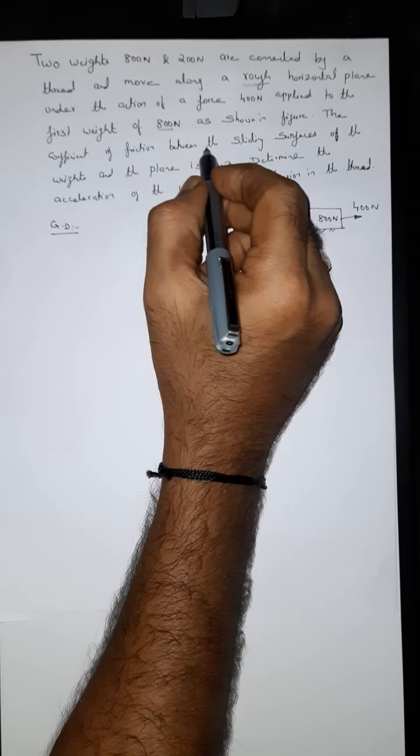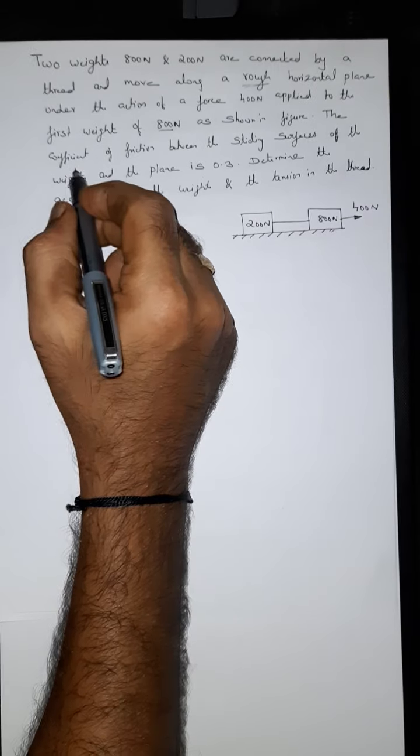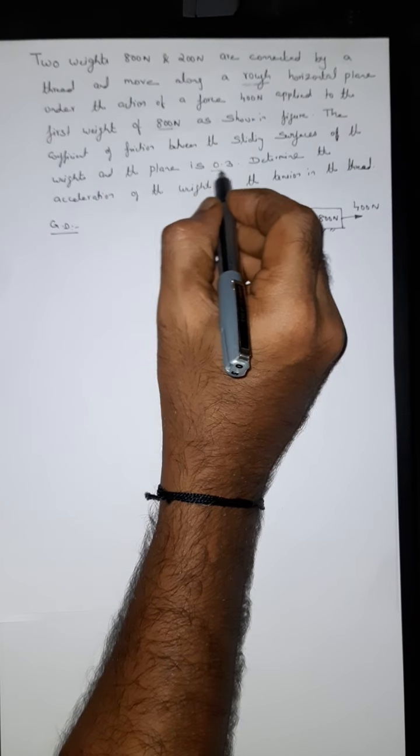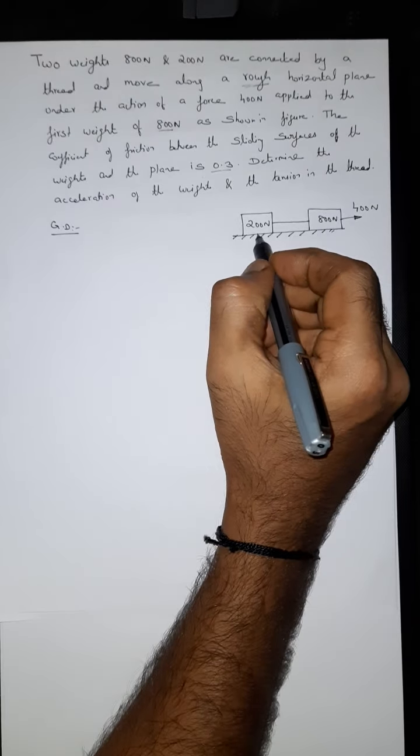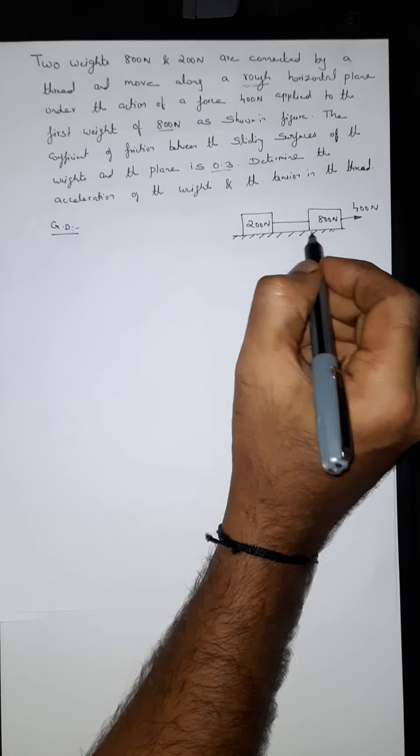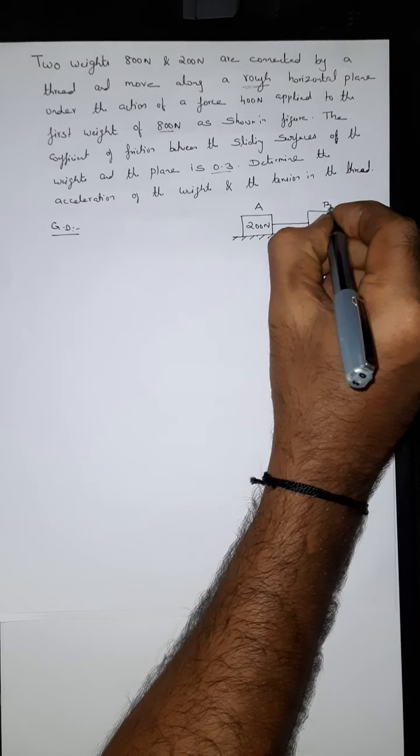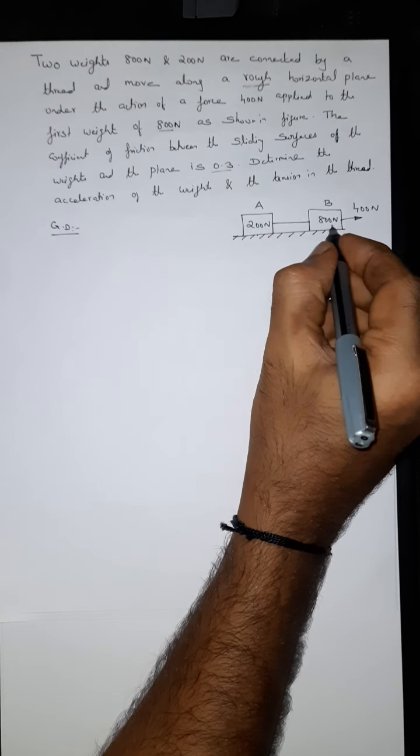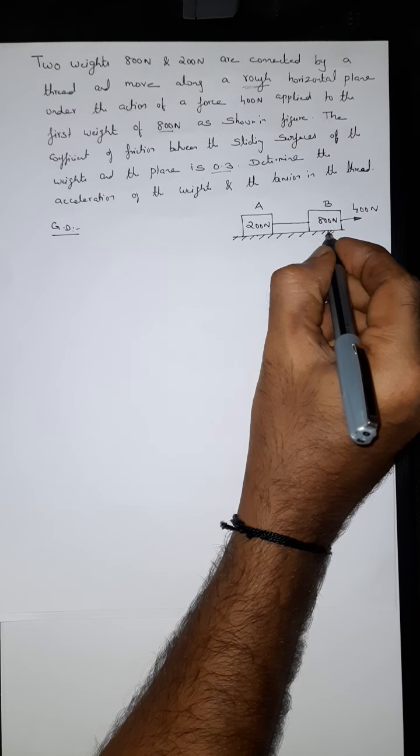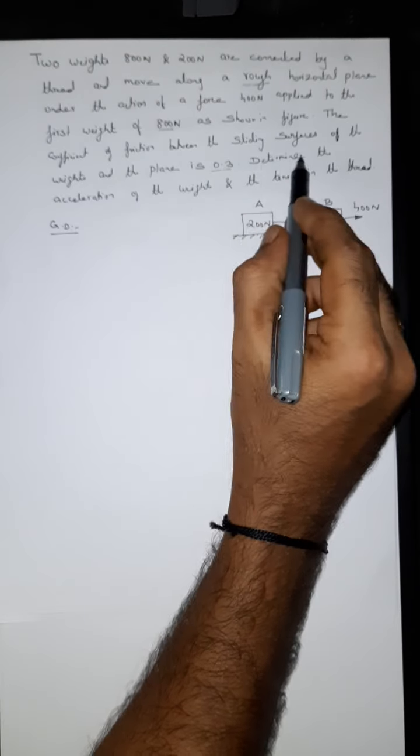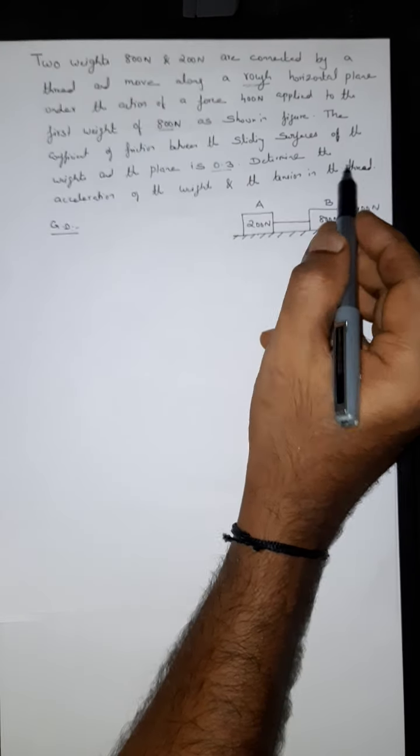The coefficient of friction between the sliding surfaces of weights and the plane is 0.3. So that means between the block and surface, for blocks named A and B, A and the surface and block B and the horizontal plane is 0.3. Determine the acceleration of weight and the tension in the thread.